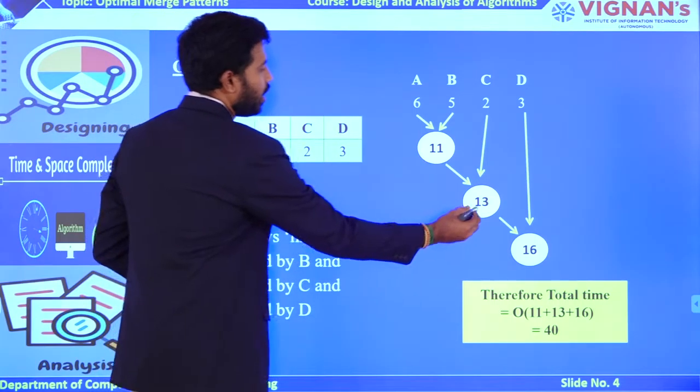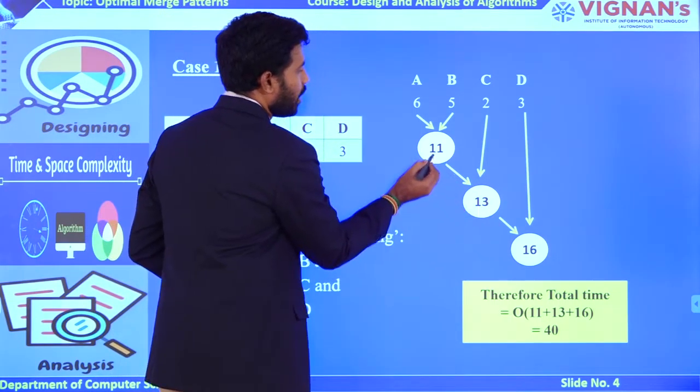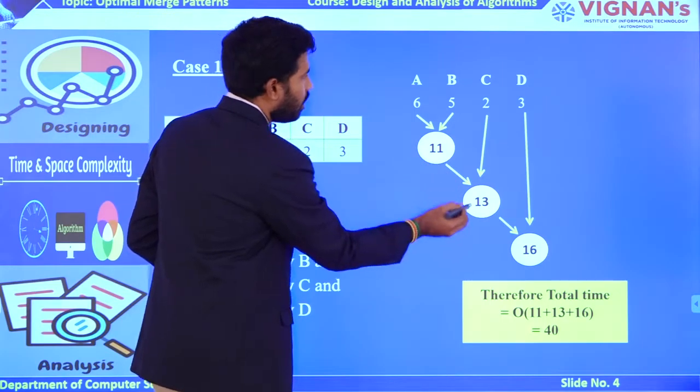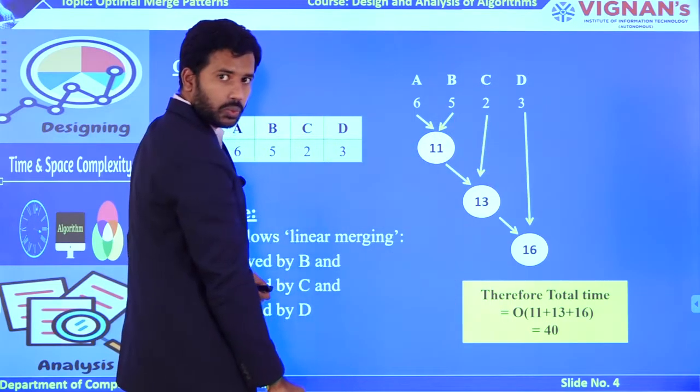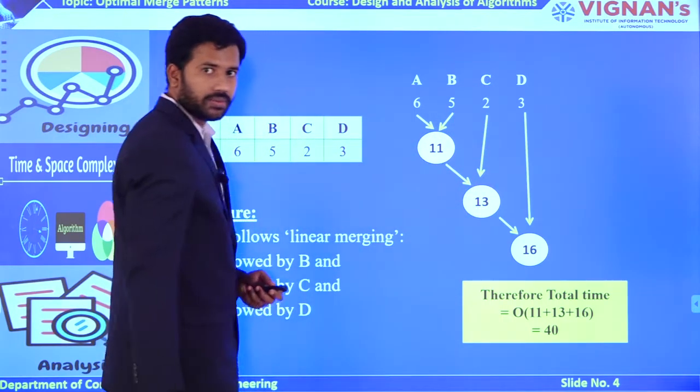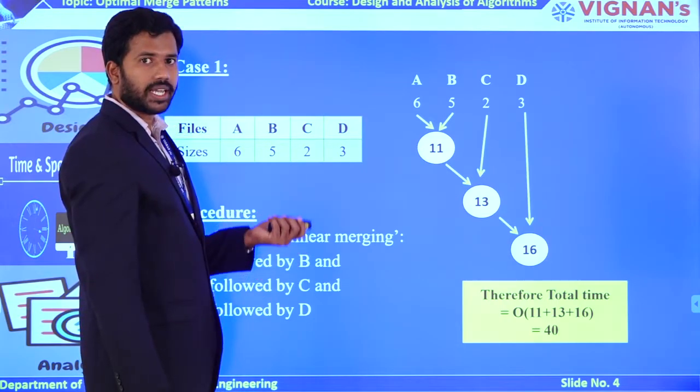Okay. If you observe here, to get 13, I am merging the merged file with a size 11 and the C file with a size 2. So together it is going to be 13. Okay. So this is about case number 1.